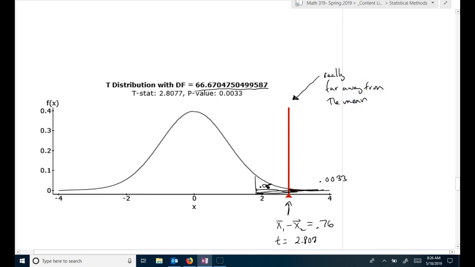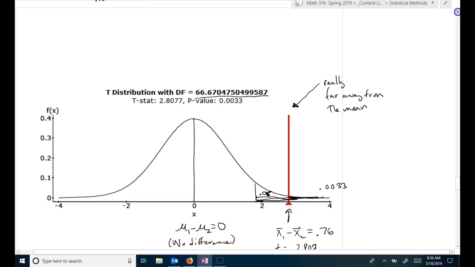That's pretty significant, right? And by the way, notice here, this has a mean of 0. The reason why is that is your null hypothesis. That's mu1 minus mu2 equals 0. That's no difference, right? No difference. And our difference is very extreme. So again, we have the third way of telling whether or not this is pretty extreme.